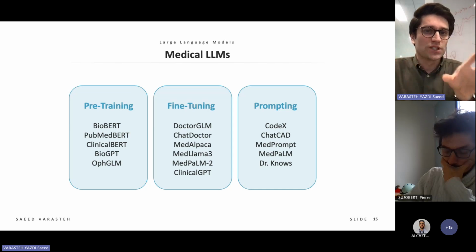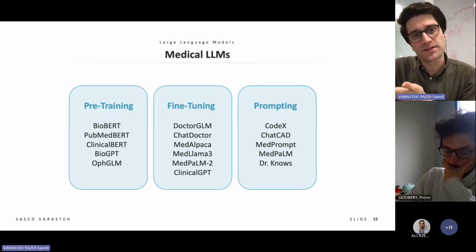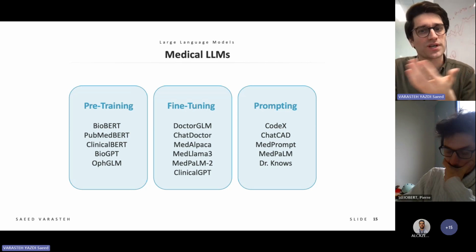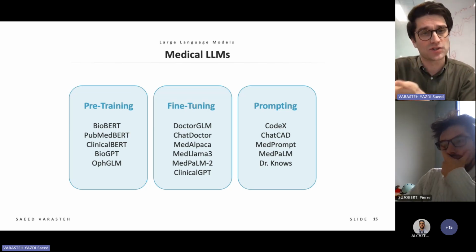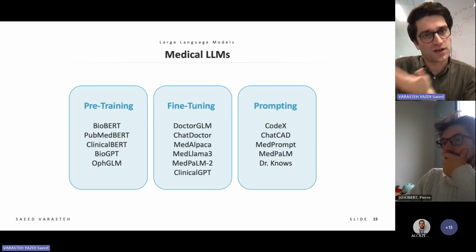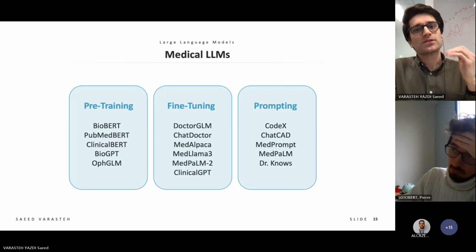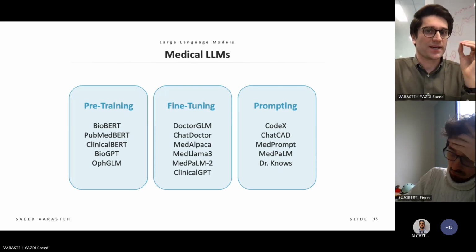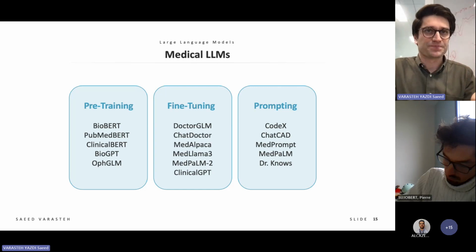Just to give you some examples: PubMedBERT is a language model trained on the PubMed dataset. ClinicalBERT is a large language model trained on the MIMIC dataset. BioBERT is a large language model trained on both of them, PubMed and MIMIC datasets. So the other technique is fine-tuning. You are not going to train the entire model.